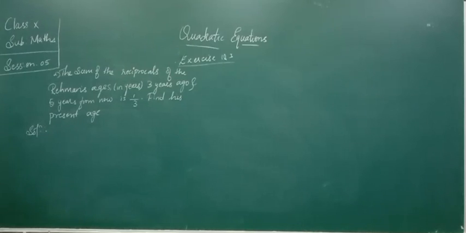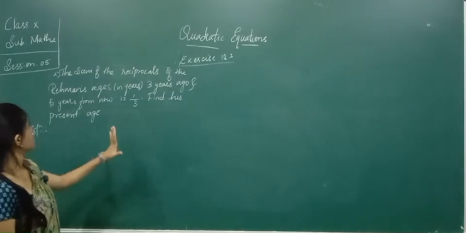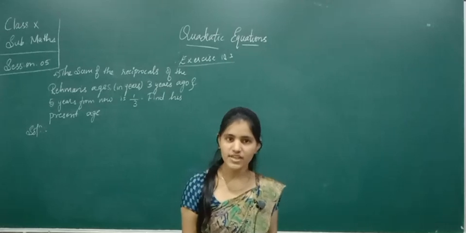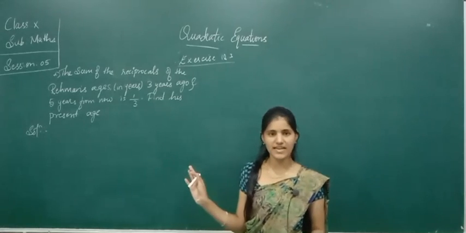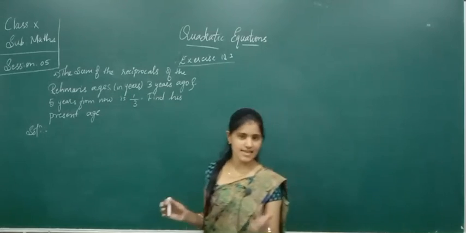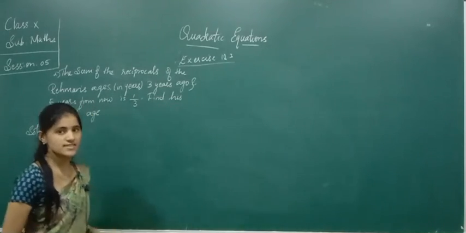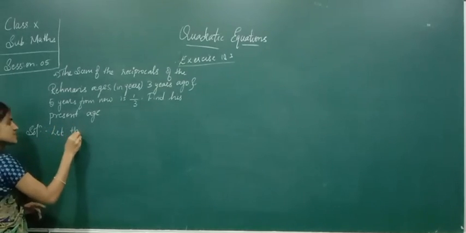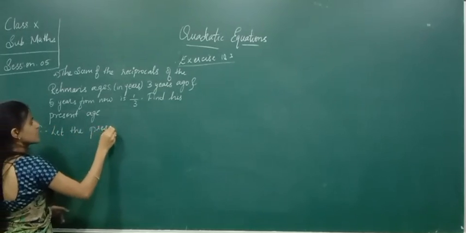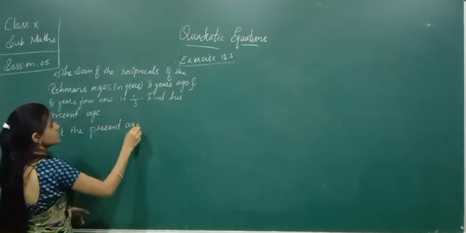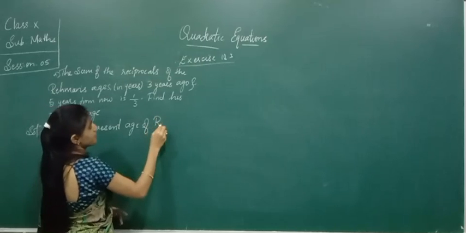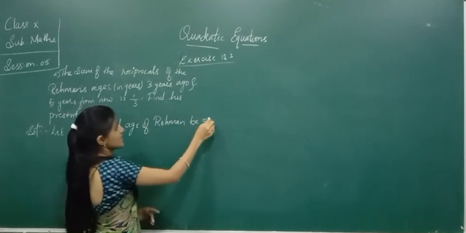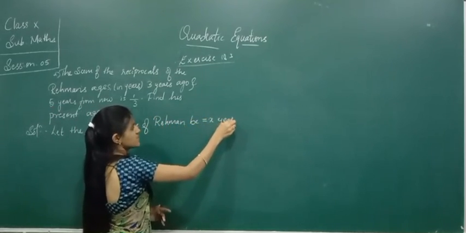What they have given, the sum of the reciprocals of the Rahman's age, means if we are going to consider any of the, we don't know what is the present age of Rahman, right? Let us first write down that as x years, because they have not given the present age of Rahman. So what we'll write? Let the present age of Rahman be equal to x years, okay, because we don't know what is his present age.